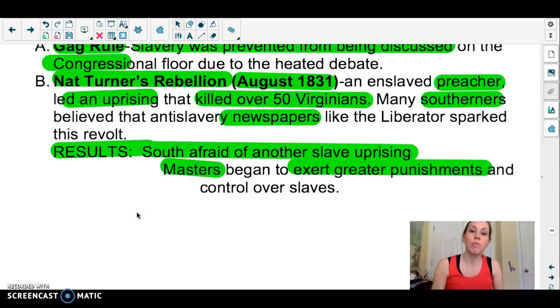Then you have Nat Turner's Rebellion, 1831. He is an enslaved preacher. So he's a slave. He leads an uprising that kills over 50 Virginians.